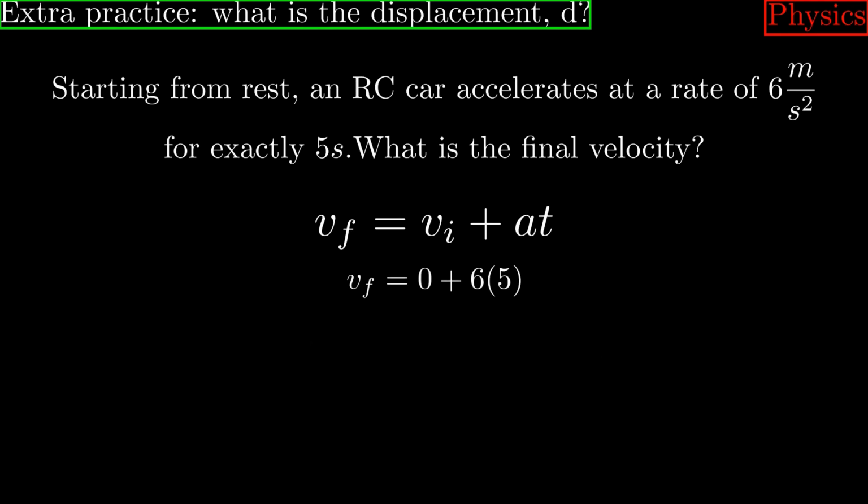So now physics, we're completely done with physics. Now it's just math. We'll just plug in the values and the equation will do its thing and tell us the final velocity. So it's 0 plus 6 times 5 is equal to 30. So our final velocity is 30 meters per second.